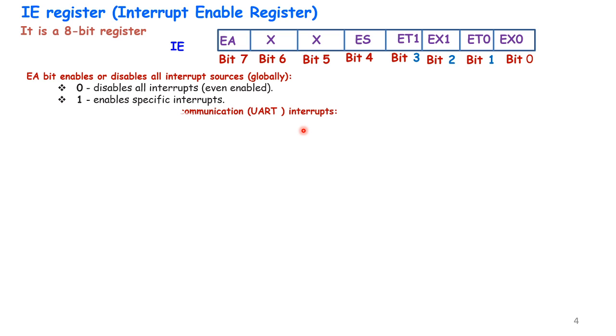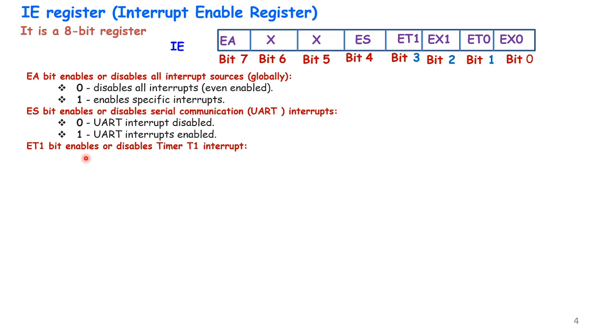The next one is ES, which enables or disables the serial communication interrupt. UART means universal asynchronous receiver transmitter. This is an inbuilt circuit in the 8051, which transmits and receives signals using this interrupt. When ES is equal to 0, the UART interrupt is disabled, and when ES is equal to 1, the UART interrupt is enabled. So for serial communication, these two interrupts are used.